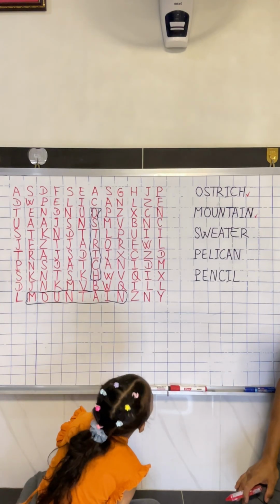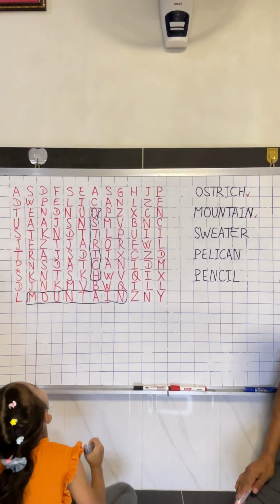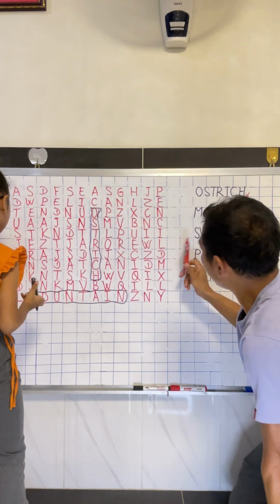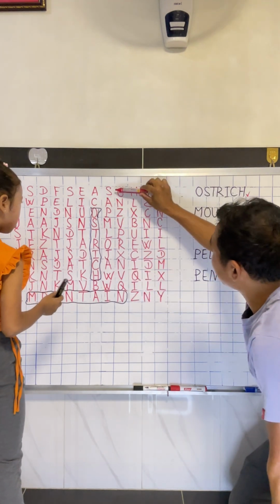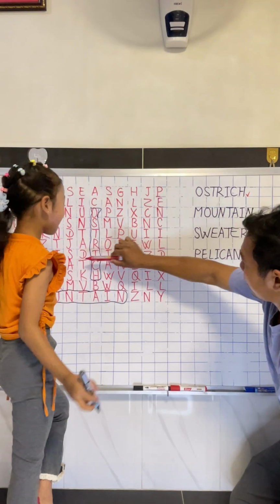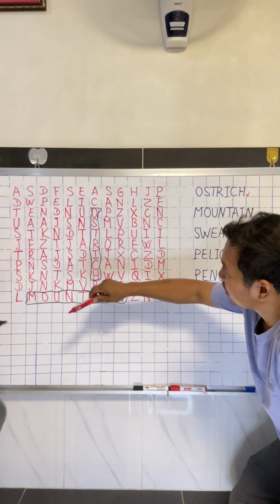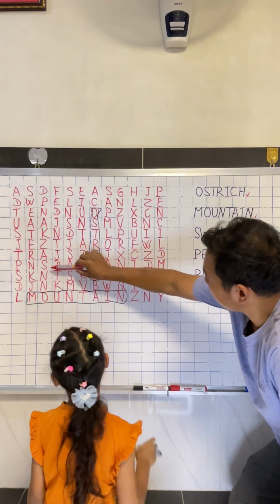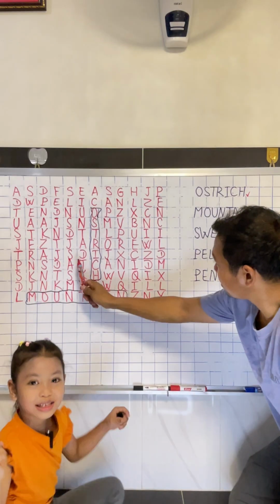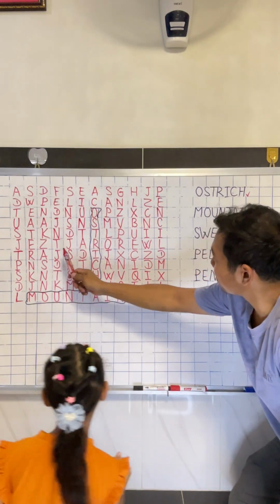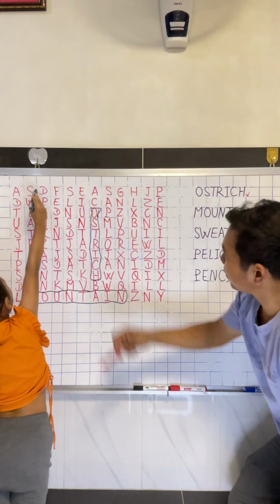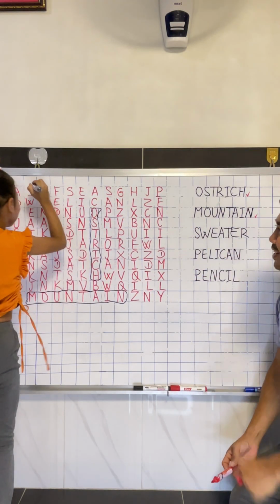And number 3, sweater. Let's start from letter S, not W. Really hard. Where is the W? Guys, let's find it together. S. This one. Oh yes, sweater. You see it.